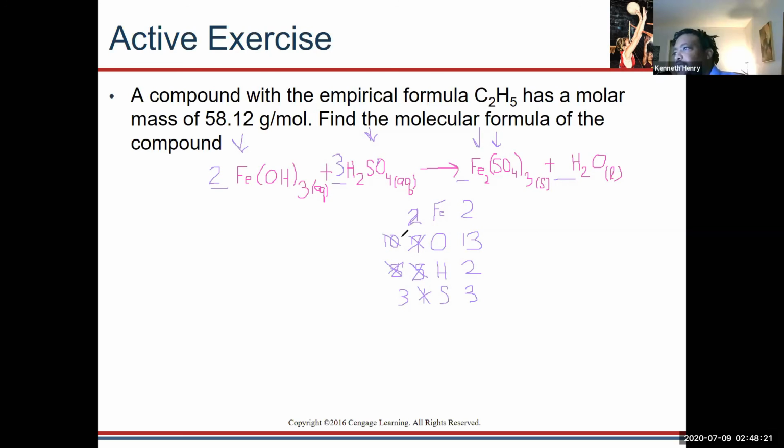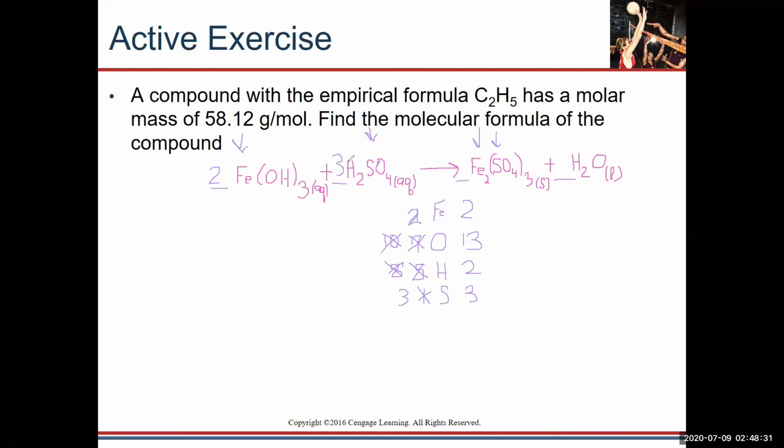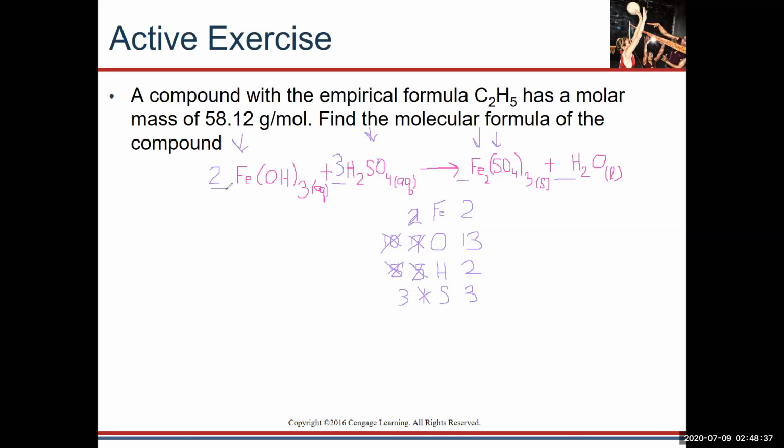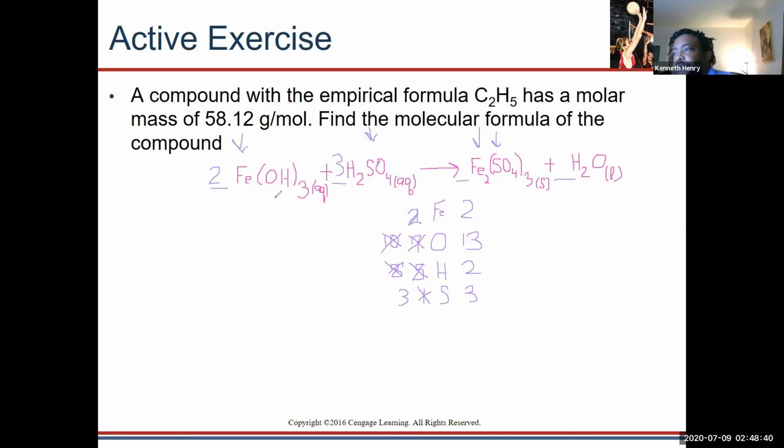So how many oxygens do I have now? 12. So I have 12 here, right? So 3 times 4 is 12, plus 6. So 12 plus 6 is what? 18.